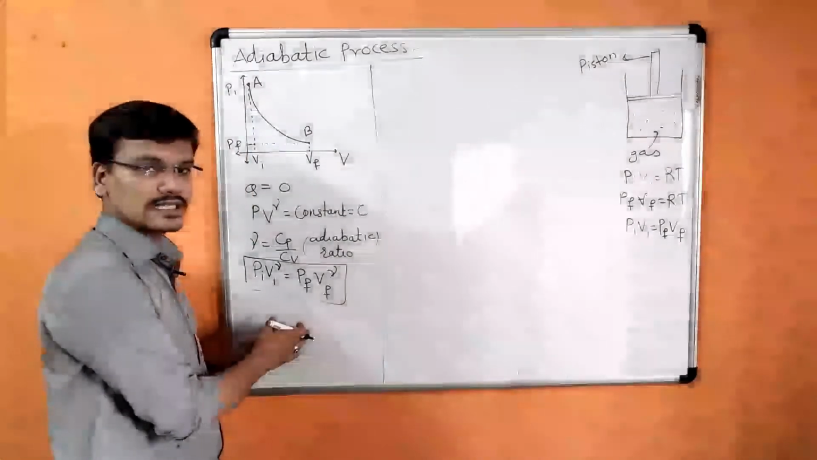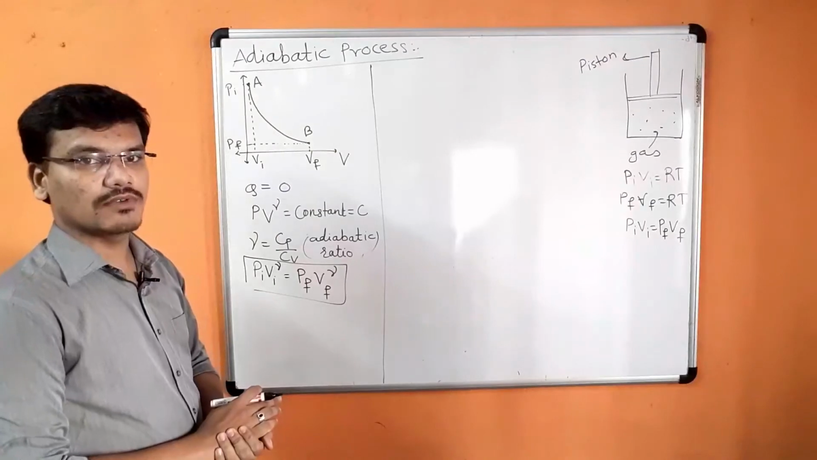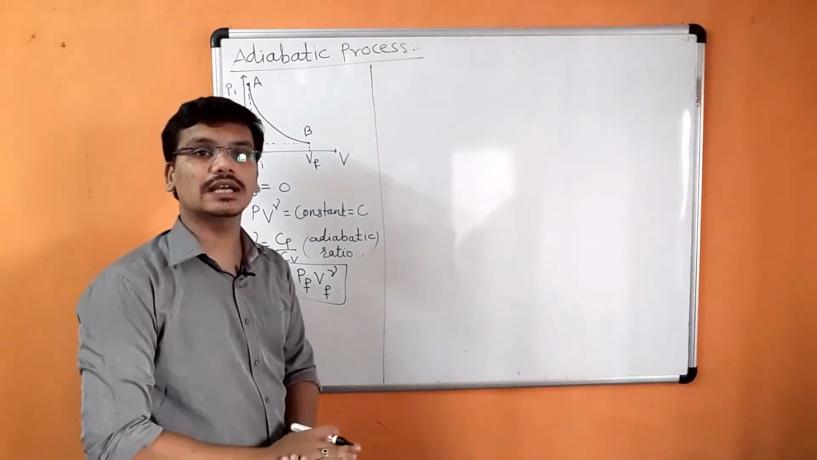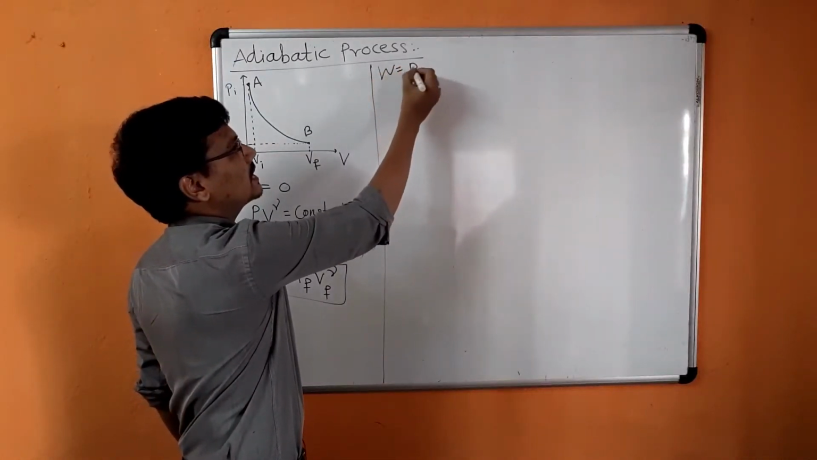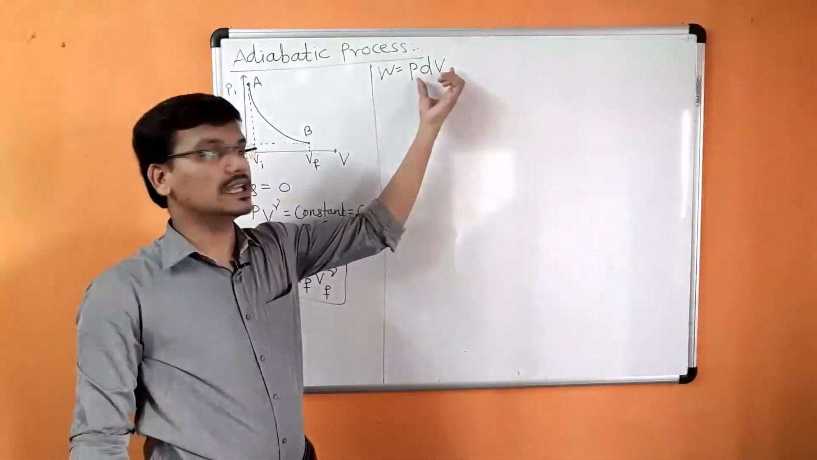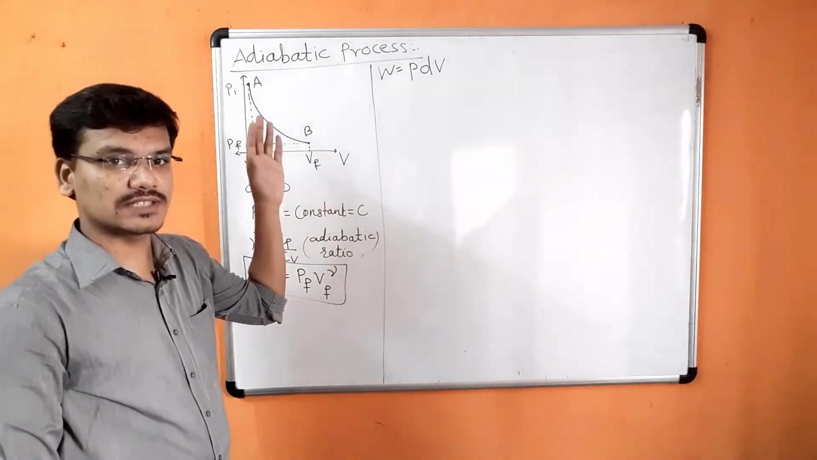Now, next we have to find the work done during the adiabatic process. For this, consider the general equation of work done. W equals P dV, where P is pressure and dV is the change in volume. In this case, pressure is not constant, pressure is varying.